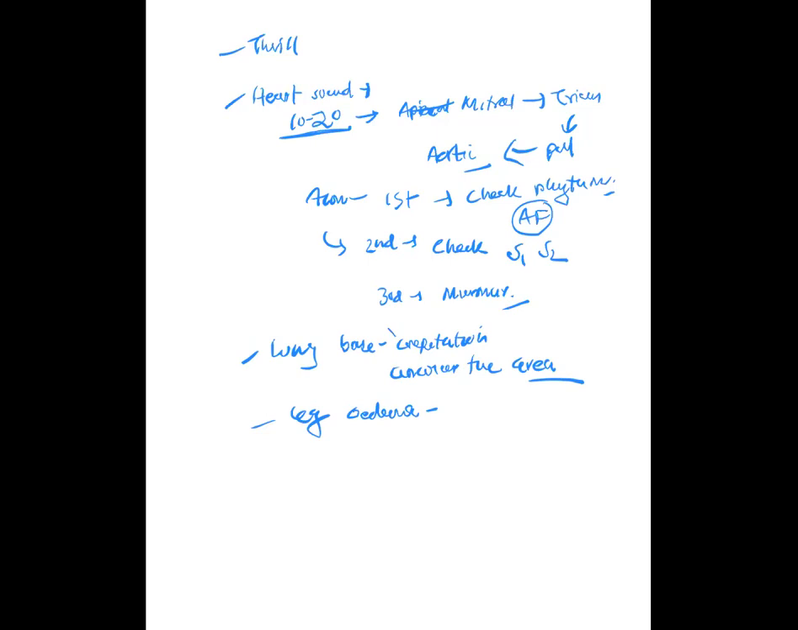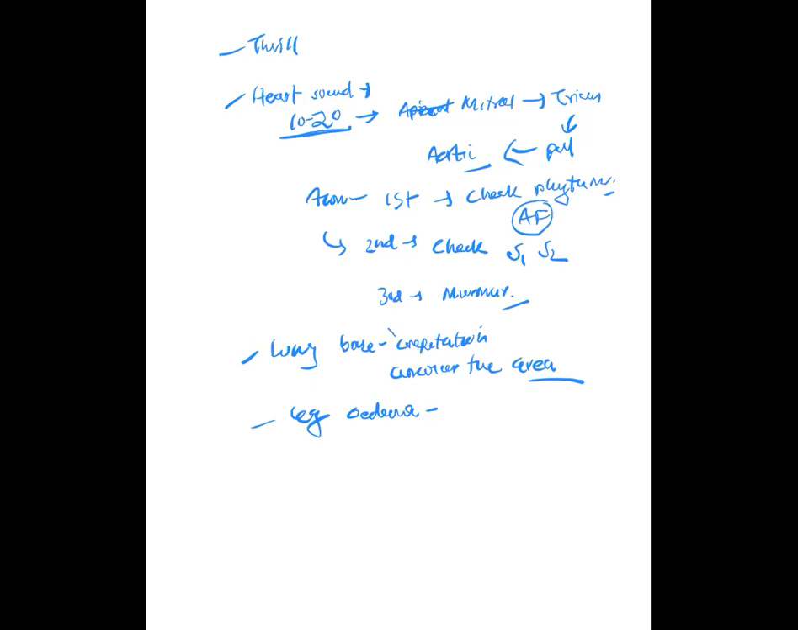So again, first I will do the inspection. In the inspection, my aim is to identify the scar. If there is a midline sternostomy scar, or any submammary scar in a female, then go to the patient, see the patient's leg, whether any other scar is present or not. Then do the inspection. After inspection, you will check the patient's hand.